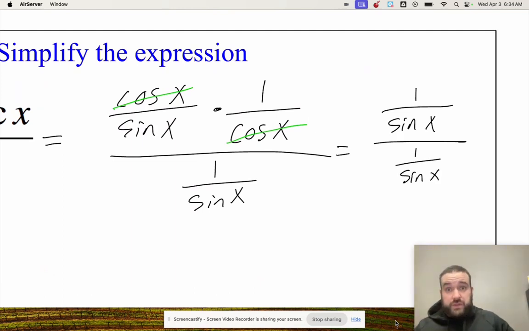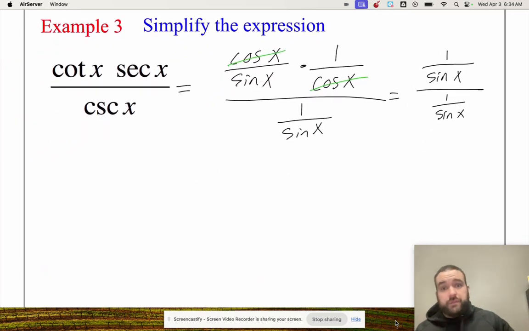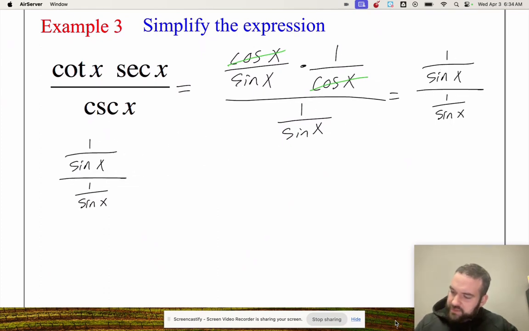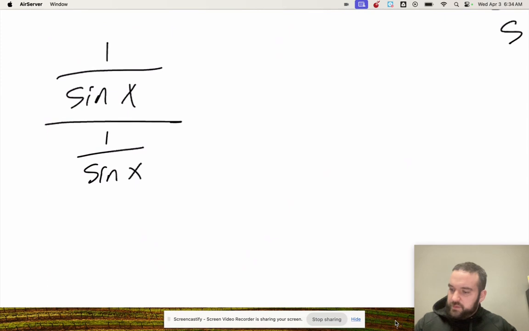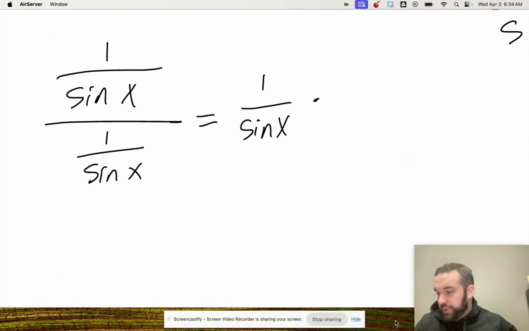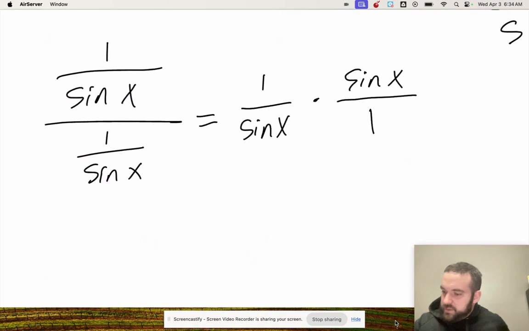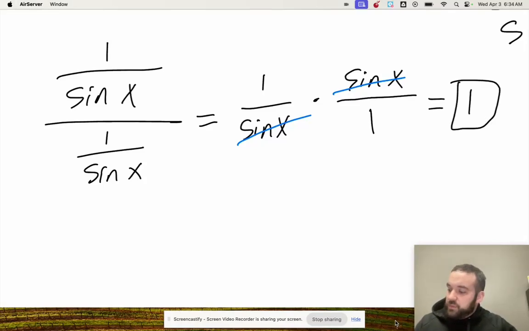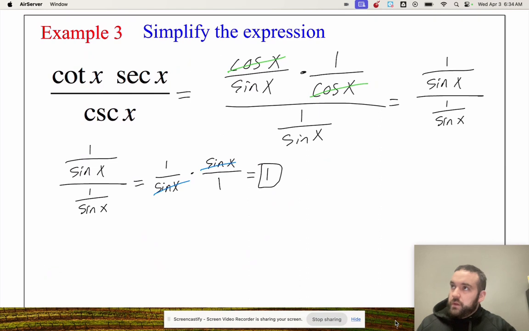Now, I could just cancel those out and call it 1, but you will have to take a fraction and flip and multiply from time to time. So what I'm going to do is I'm going to take this and I'm just going to rewrite it as, we know that if we're trying to divide fractions, I can instead multiply by the reciprocal of the bottom fraction. So I've got sine x over 1. Those common factors of sine can be canceled out. And then I can just write this expression as 1. So that expression, cotangent times secant divided by cosecant, can be simplified all the way down to just 1.